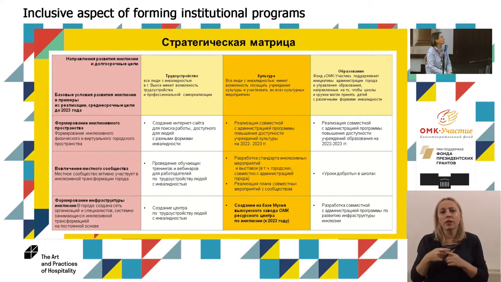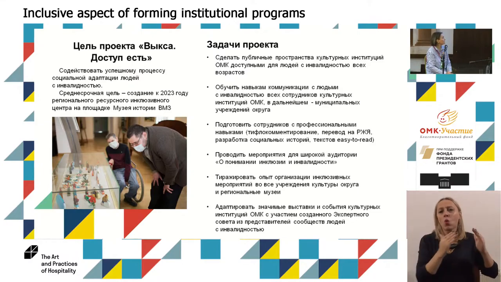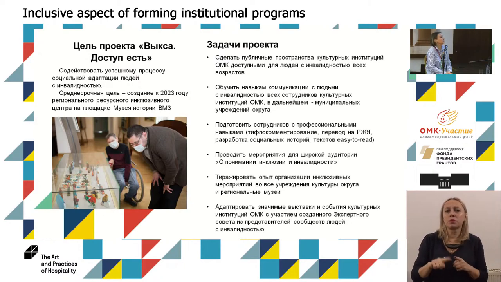And finally, education. We involve kids with disabilities into different clubs, into different centers. So we make educational facilities more accessible for such children. We arrange the so-called kindness lessons at schools, and we also develop programs together with the local administration on developing inclusive infrastructure. On this slide, you can have a look at our goals.